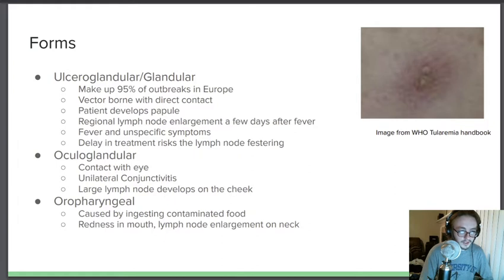Oropharyngeal is caused by ingesting contaminated food, for instance, an undercooked animal which had been infected with the bacteria, and results in redness in mouth and lymph node enlargement in the mouth and along the neck. This makes it difficult to distinguish without more specific testing of the patient's background from ulceroglandular, because if you are bitten on the neck by an arthropod, it causes a very similar lymph node enlargement on the neck as would happen if you had oropharyngeal tularemia.